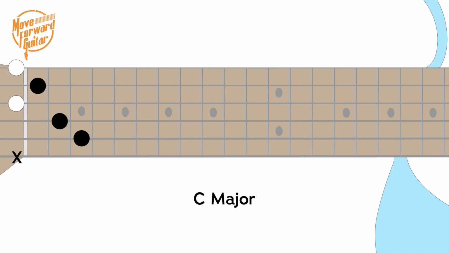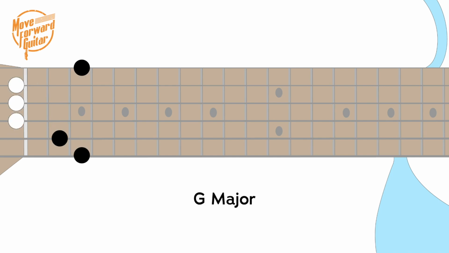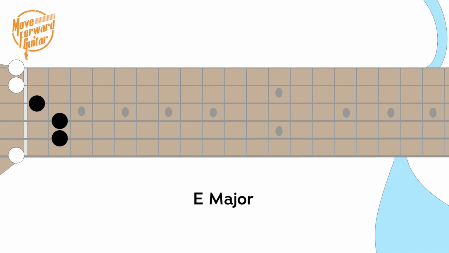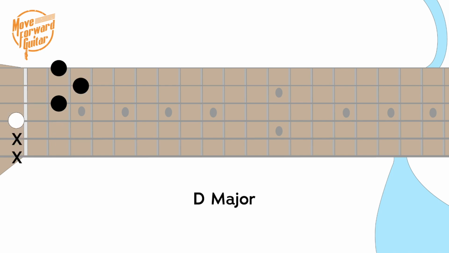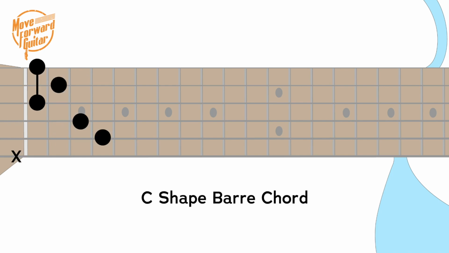So just a quick recap. The CAGED system is built on the open chords C major, A major, G major, E major, and D major. And they all can be turned into movable chords when we move them up at least half a step so that there's no open strings. So this is your C-shaped bar chord.